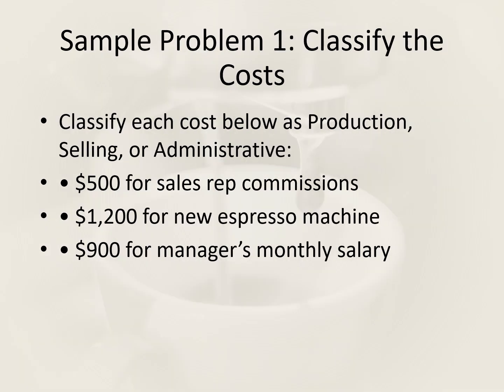So this is an example problem, and you don't have to worry about the numbers for this one. Just categorize them. So you're going to want to know what the sales rep commission is, what the new espresso machine is categorized as, and what the manager's monthly salary is. So is this production, selling, or administrative? So take some time to think about that.